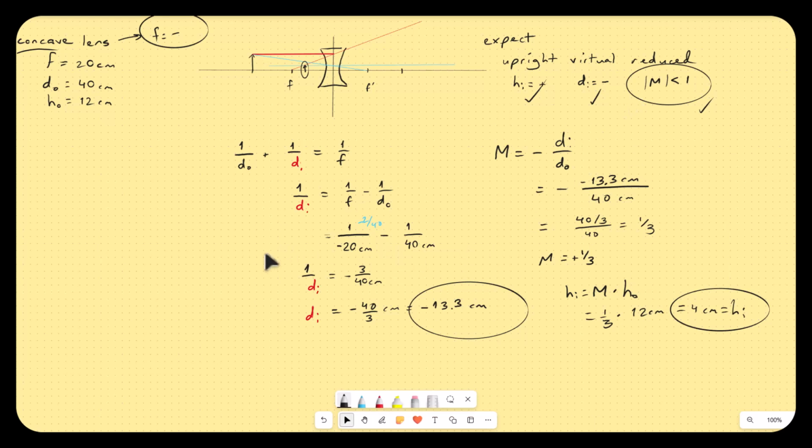And I'd like to do one more. Last one, I want to do a concave mirror. I would like to have a focal length of 15 centimeters. Let's have an object distance of 20 centimeters, and we'll keep our object height at 12 centimeters and see what's going on.